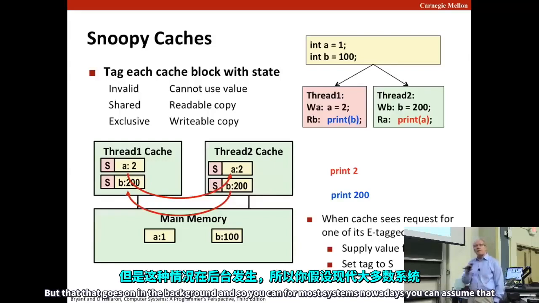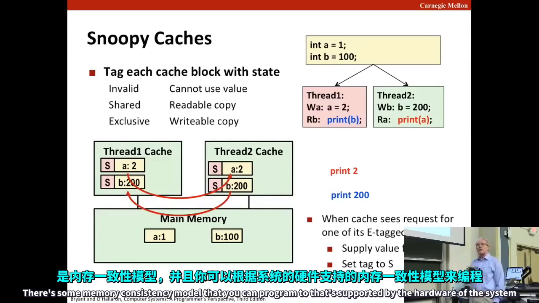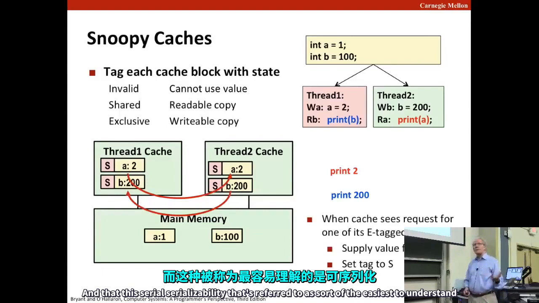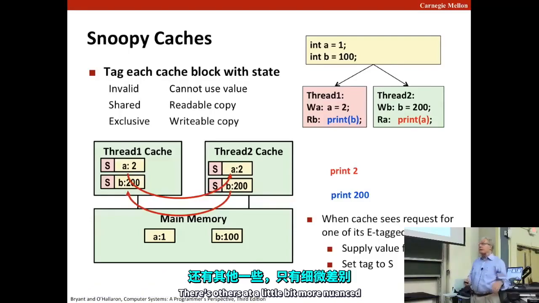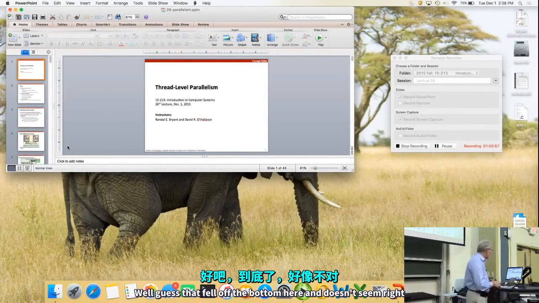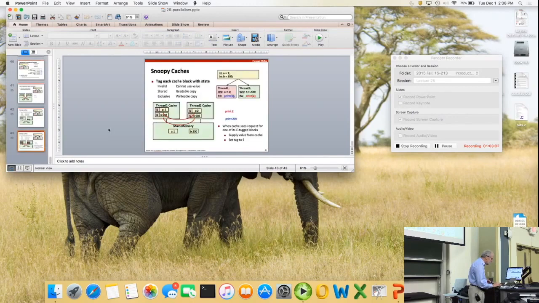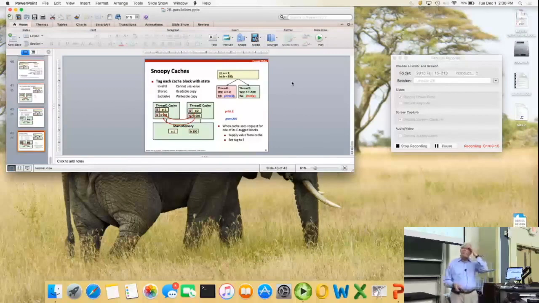And so for most systems nowadays, you can assume that there's some memory consistency model that you can program to that's supported by the hardware of the system. And this serializability that's referred to is sort of the easiest to understand. There are others that are a little more nuanced. Whoop, I guess that fell off the bottom here. That doesn't seem right. Nope, that's it.